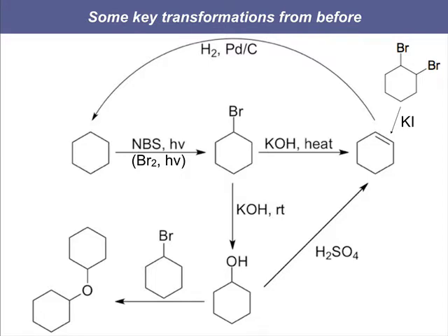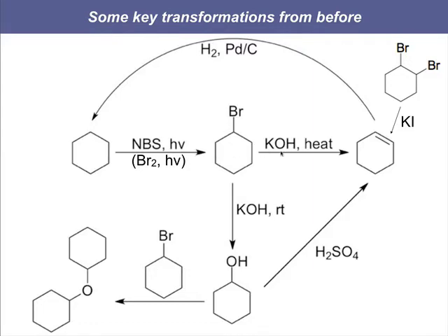Before, we looked at this reaction map where we combined many of the reactions that we learned into one picture, where we tied everything together. We started with a cyclohexane. We did a free radical halogenation using either NBS, remember that was N-bromosuccinimide, and light. The other reagent, of course, is Br2 and light. So we can add a halogen to an alkane.